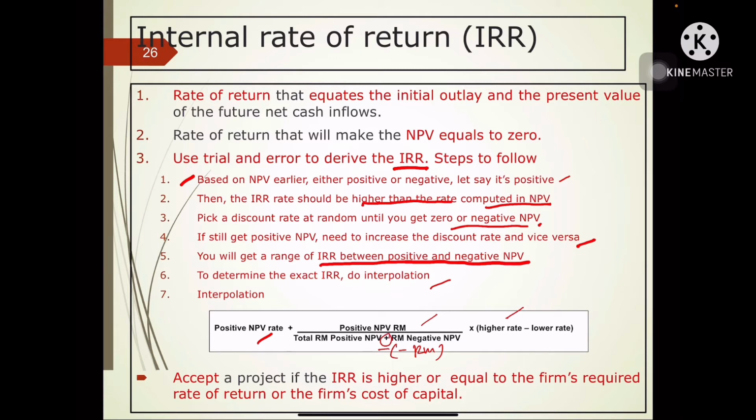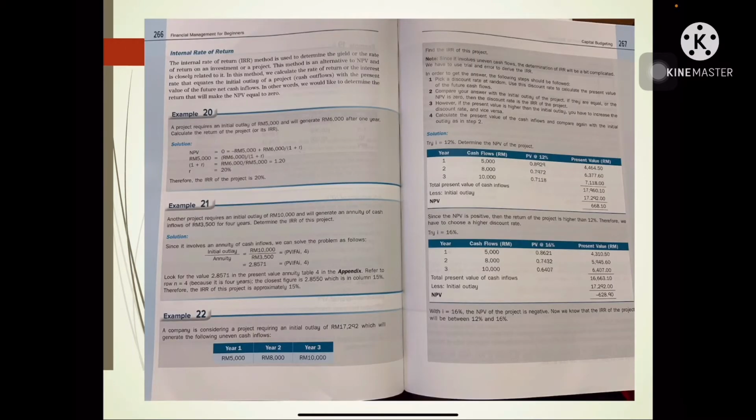So we should accept a project if the IRR is higher or equal to the firm's required rate of return or the firm's cost of capital. So it means that if we get the IRR higher than the cost of capital, then we can accept the project. Alright, have a look at the internal rate of return. So we have three examples over here. For example 20 here, we can see.